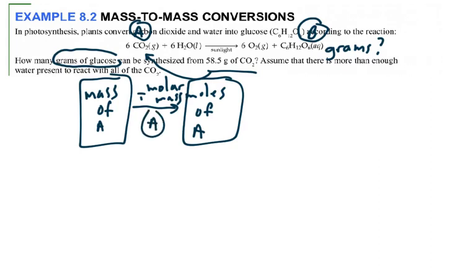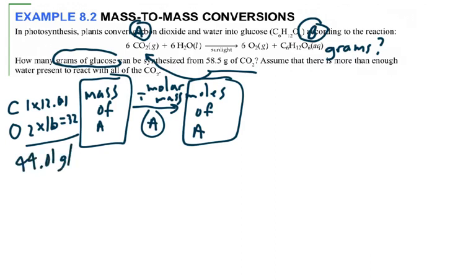Now, you are going to ignore that 6. You're only going to get the molar mass of carbon dioxide. There's 1 and 2 of these. Okay, 1 carbon, 2 oxygens. This is 12.01. This is 16. That gives you 32. 12.01 plus 32 gives you a molar mass of 44.01 grams per mole.